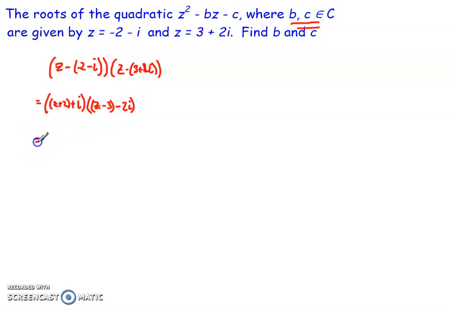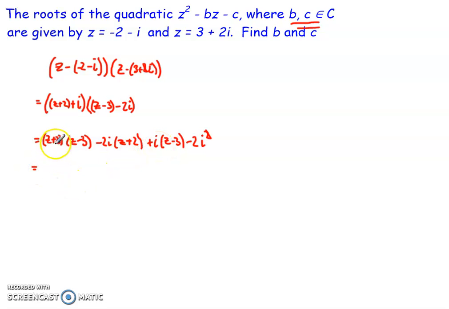If I then multiply them out, I get z plus 2 times z minus 3 there. I've then got minus 2i times z plus 2. I've then got plus i times z minus 3. And I've then got minus 2i squared. So multiply all of this out, then I can look at simplifying it.